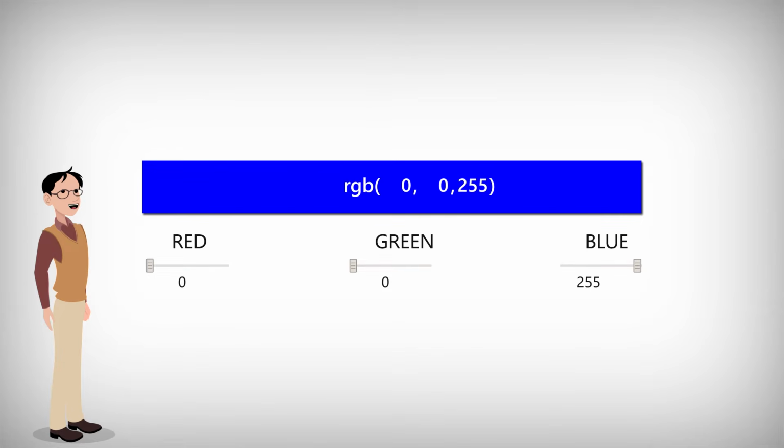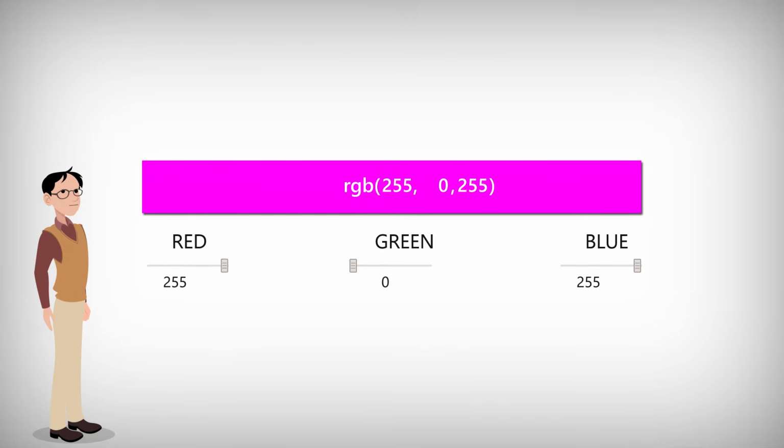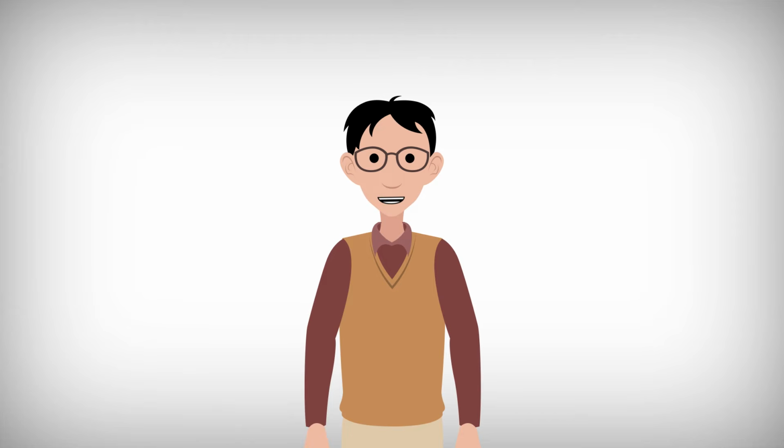Each parameter, red, green, and blue, defines the intensity of the color between 0 and 255. So if you need a real red's red, then set the red parameter to 255 and the other two colors to 0. But what about displaying black or white?